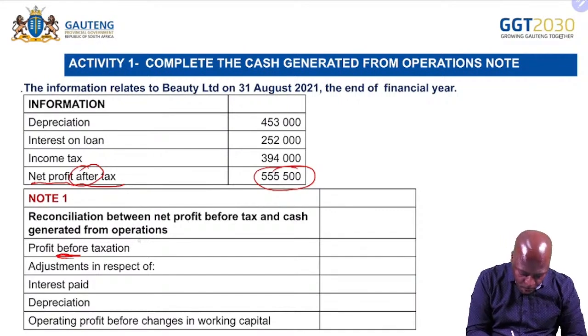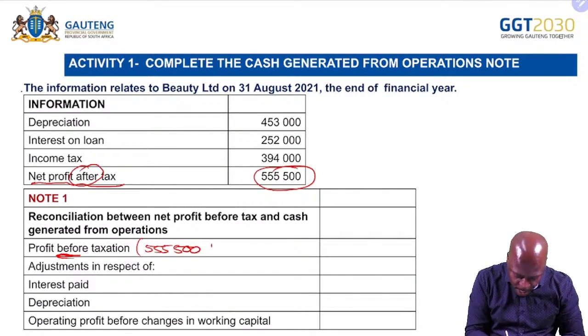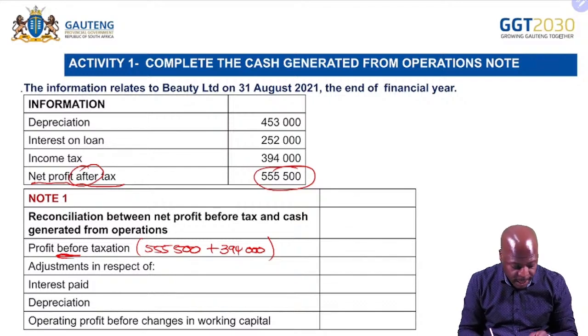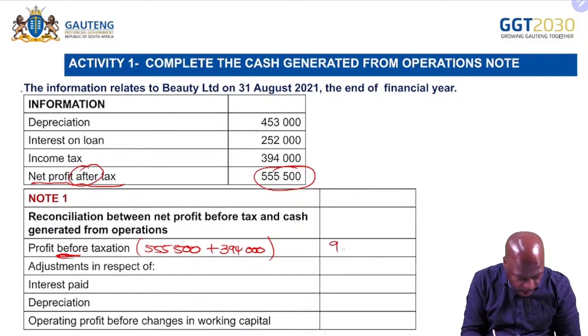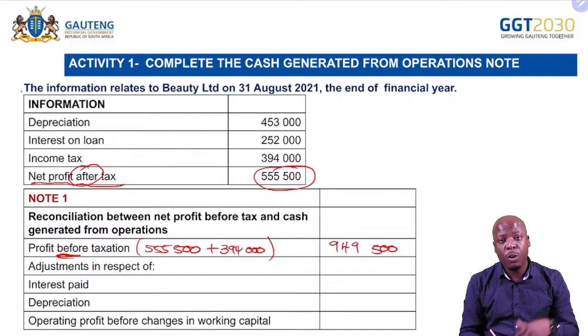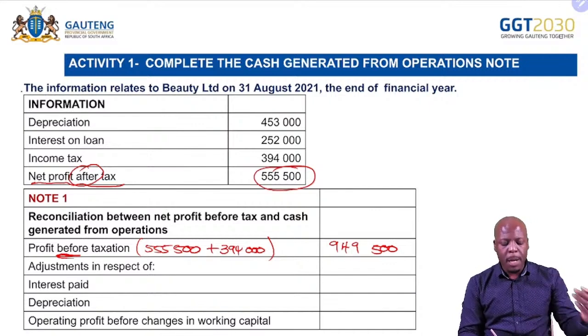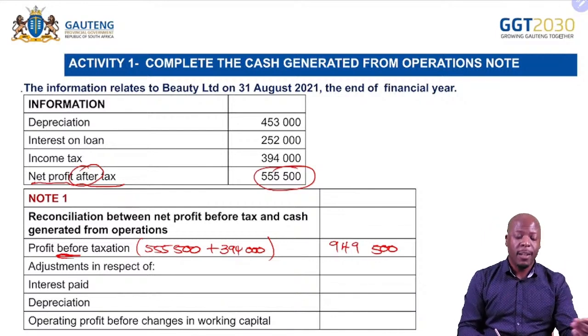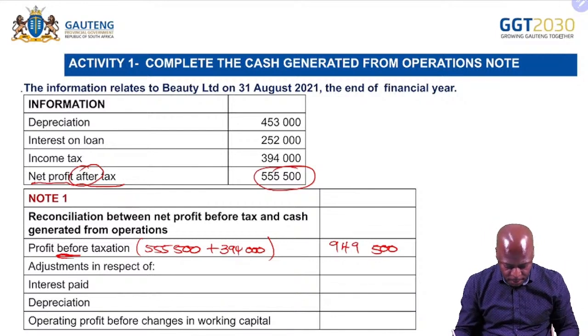So what you do, you come here now, you're going to say my net profit after tax, which is 555,500, but I need before tax. That means I'm going to come here and add my income tax, which is 394,000. When I add those two figures, already on a calculator you can see you're going to have what we call 949,500. You've shown the examiner, I know the difference between net profit before tax and net profit after tax. Here I wanted before tax, so I add income tax back to net profit after tax.